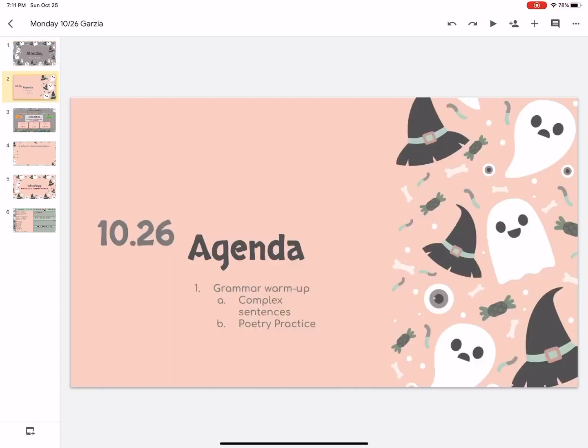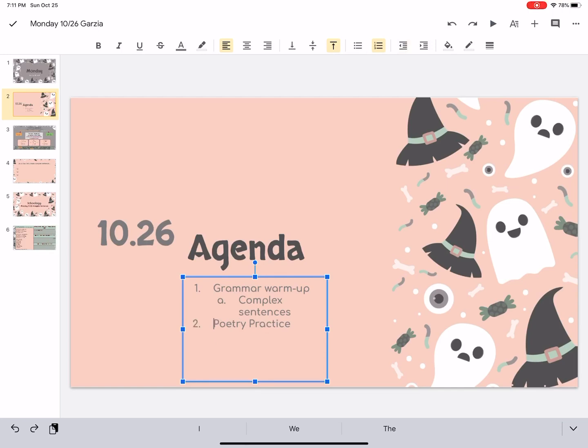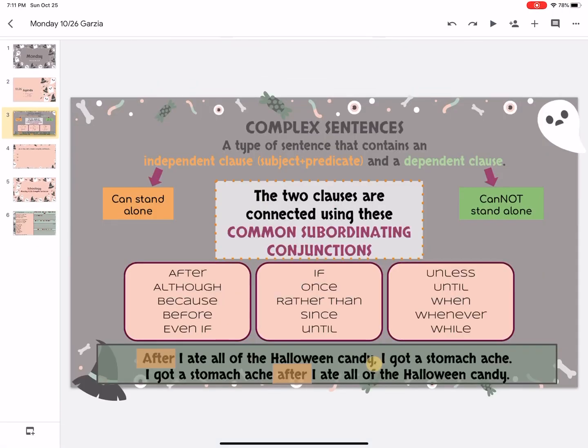Okay, here's what's going on today. We're going to do a grammar warm-up, looking at complex sentences. A little typo here, a little decrease in it. Then we're going to do some poetry practice. So let's get with it.